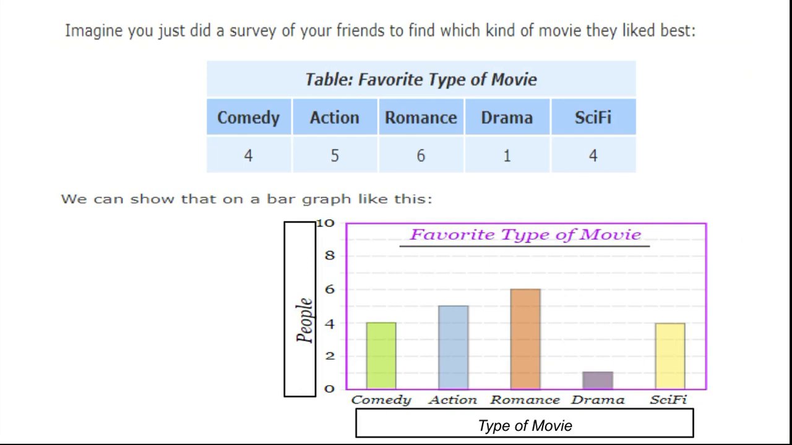Imagine I just did a survey of my friends to find out what kind of movie they liked best. Here is a table of those results. Comedy 4, action 5, romance 6, drama 1, sci-fi 4. We can show that on a bar graph like this. A bar graph is a really good way to show relative sizes. We can see which types of movie are the most liked and which is the least liked at a glance.